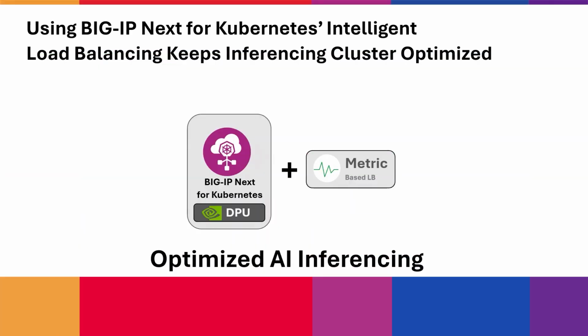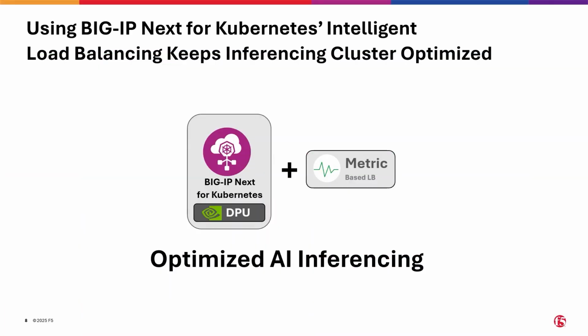Again, this isn't some standard algorithm built into the BIG-IP. This is us pulling metrics from our infrastructure and our deployment to better our inferencing service.